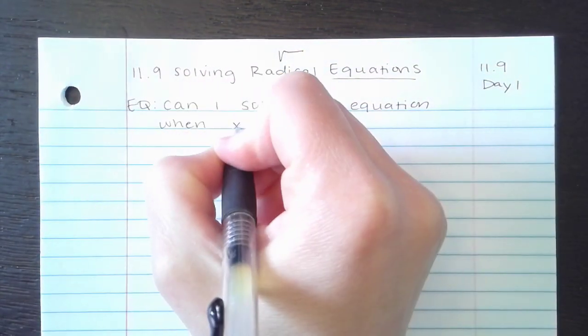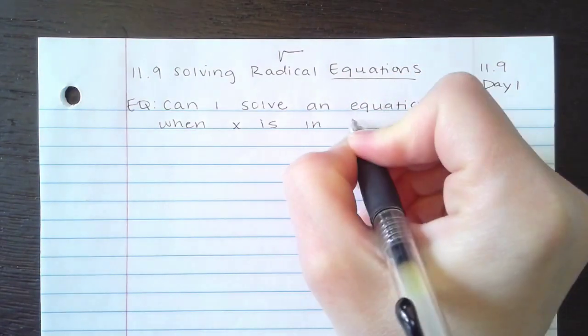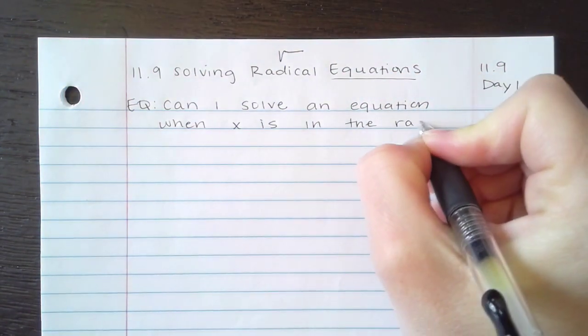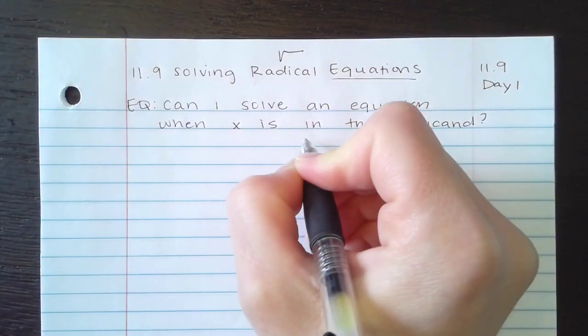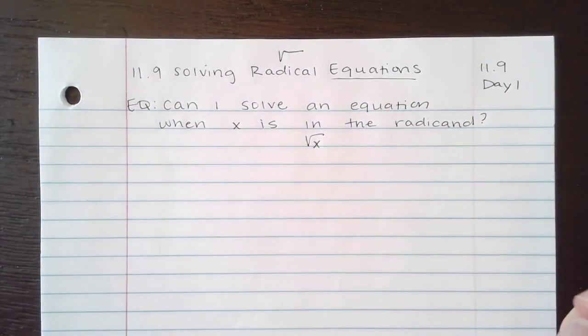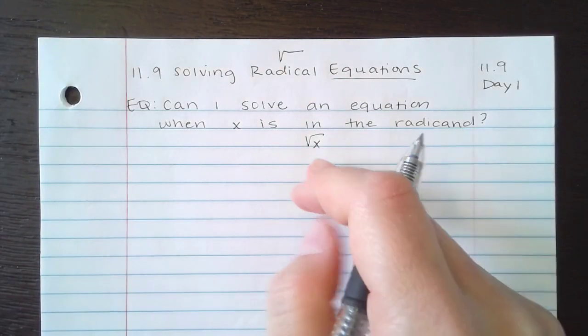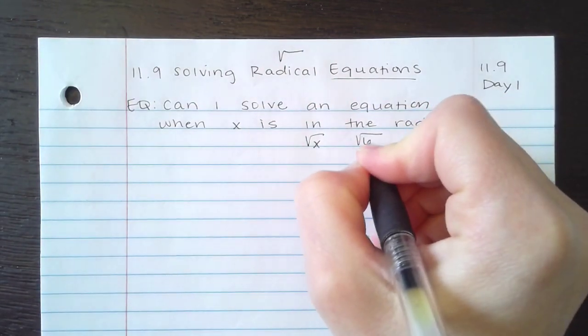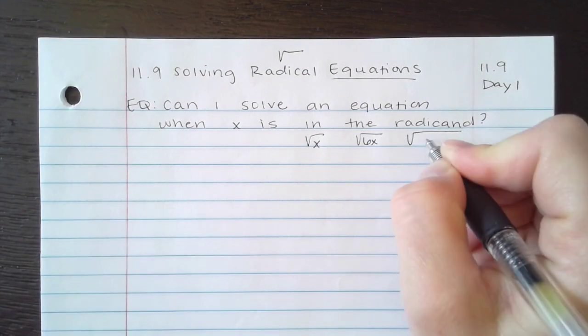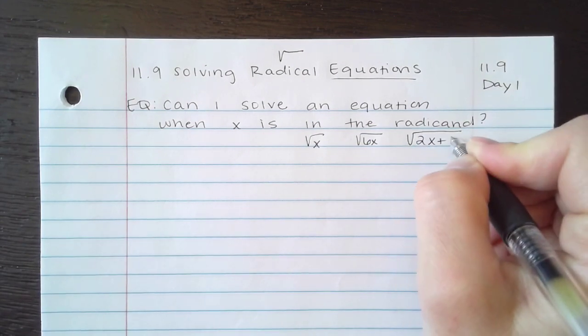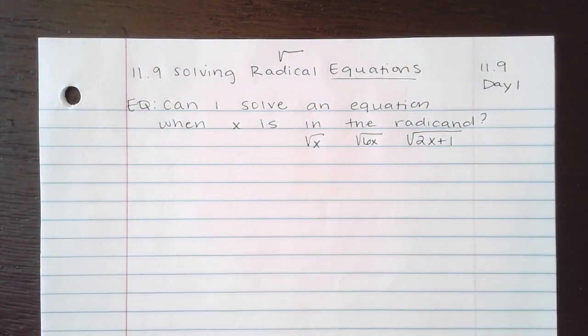when x is in the radicand? Meaning you might see something like that, where there's a square root and x is the radicand. Or you might have something like 6x in the radicand. Or you might have something like 2x plus 1 in the radicand. So those are some examples. You wouldn't have to write those down. But that's what you're going to see. You're going to see equations with radicals and x's in the radicand.